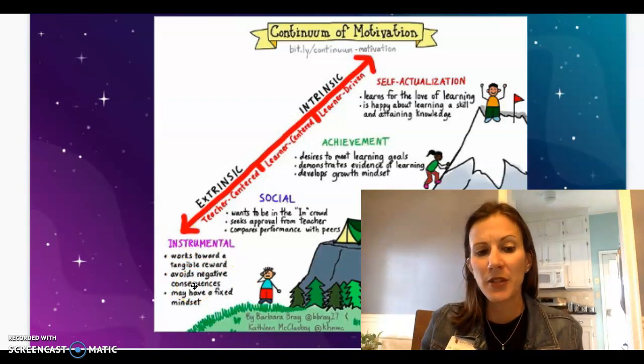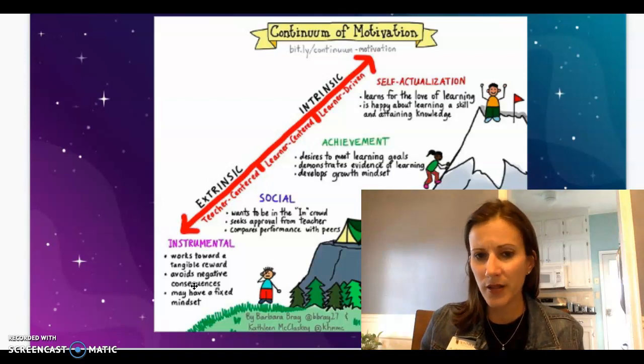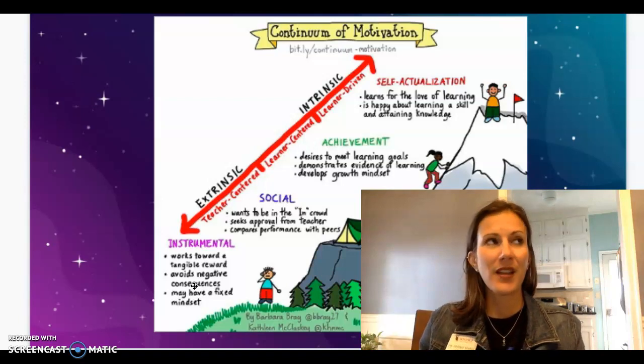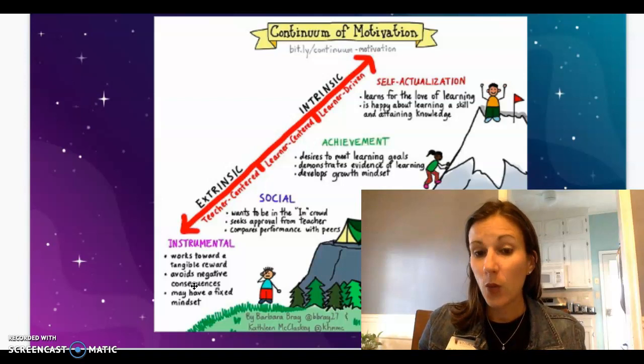This is very similar to the factory model of motivation. There are rewards, there are consequences. You'll hear kids in this stage asking questions like, is this going to be on the test? What is my grade in here? What color pen should I write in?